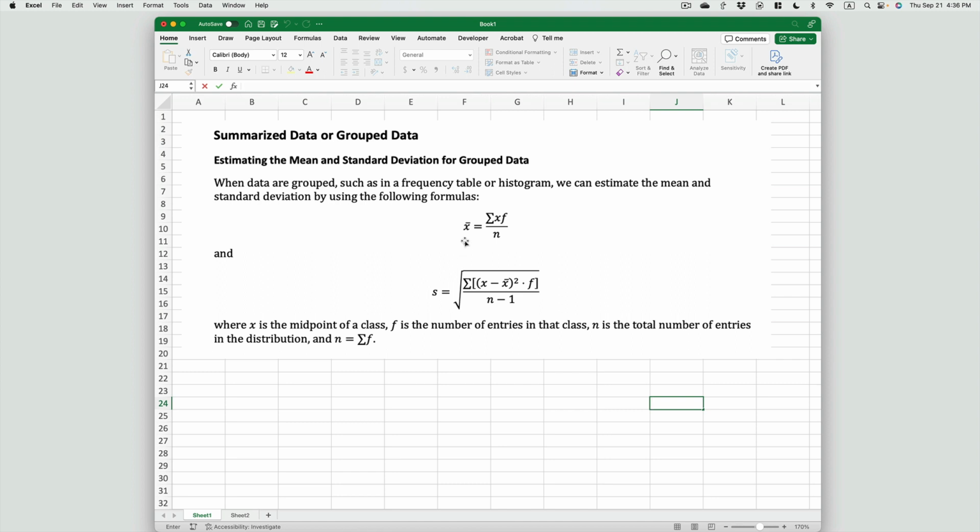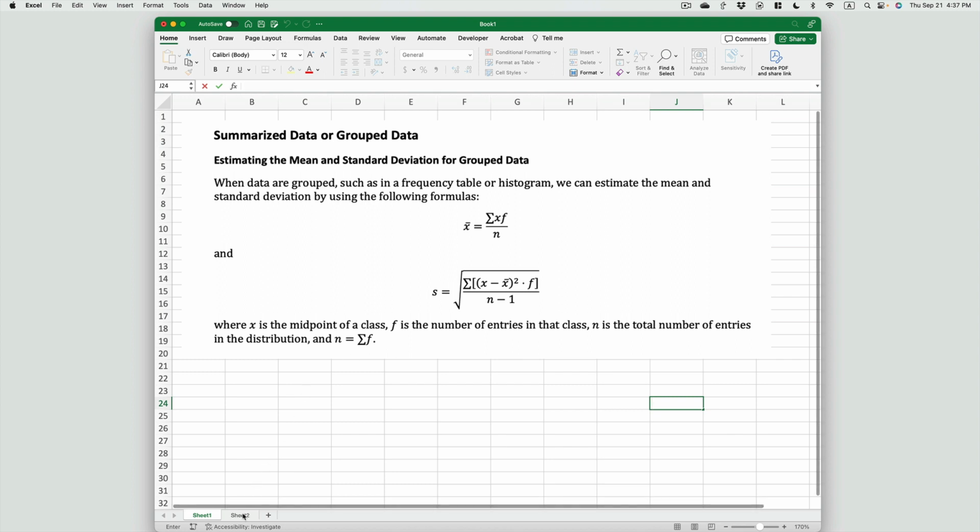To calculate or estimate the sample mean, we calculate the sum of x times f over n. To estimate the sample standard deviation, we take the square root of the fraction where the numerator is the sum of the quantity x minus the sample mean squared times the frequency f, all over n minus 1. Once again, x is the midpoint of a class, f is the number of entries in that class, and n is the total number of entries in the distribution, which can be found by summing the frequency. Let's see an example.